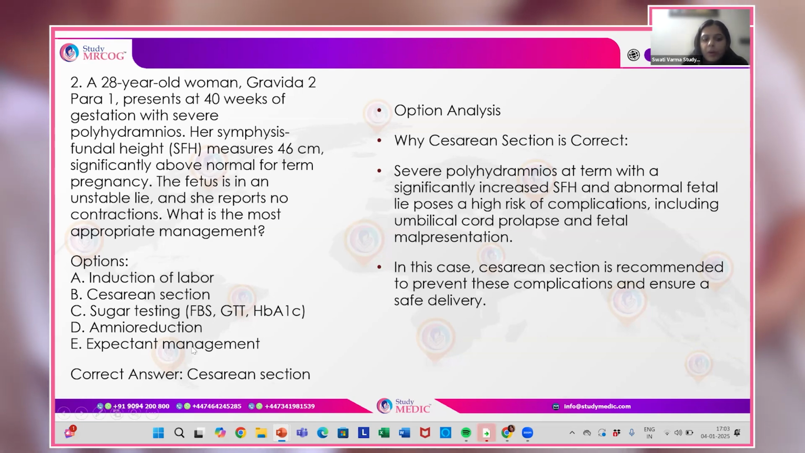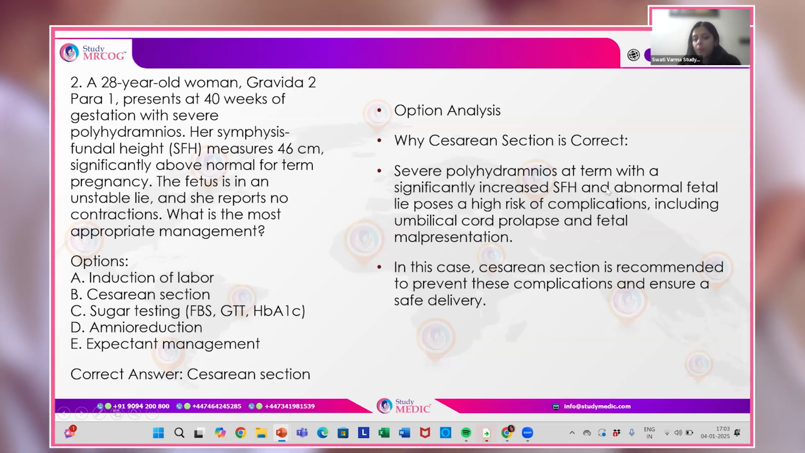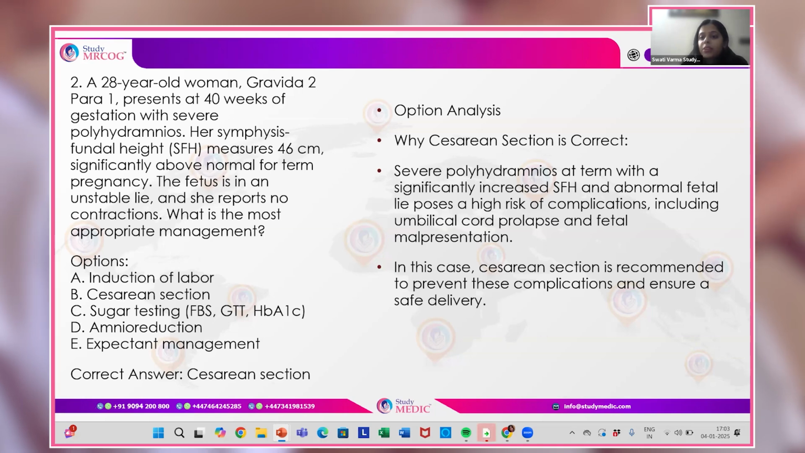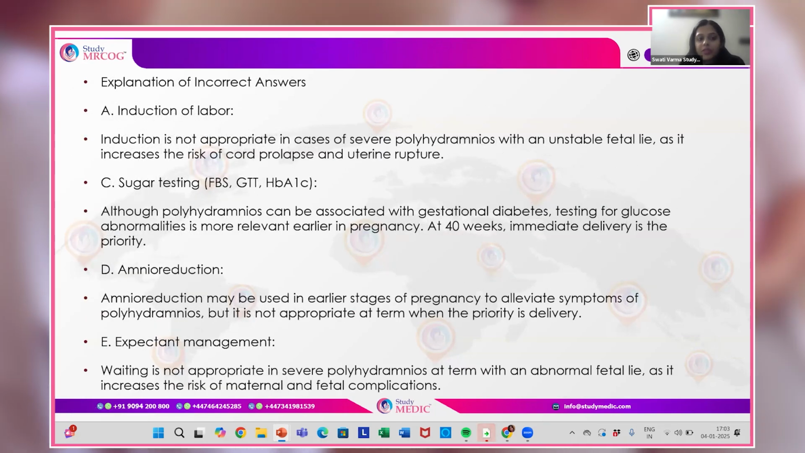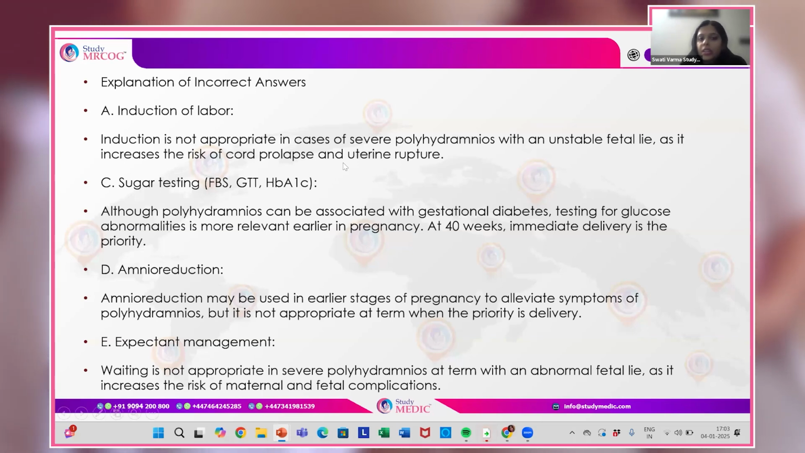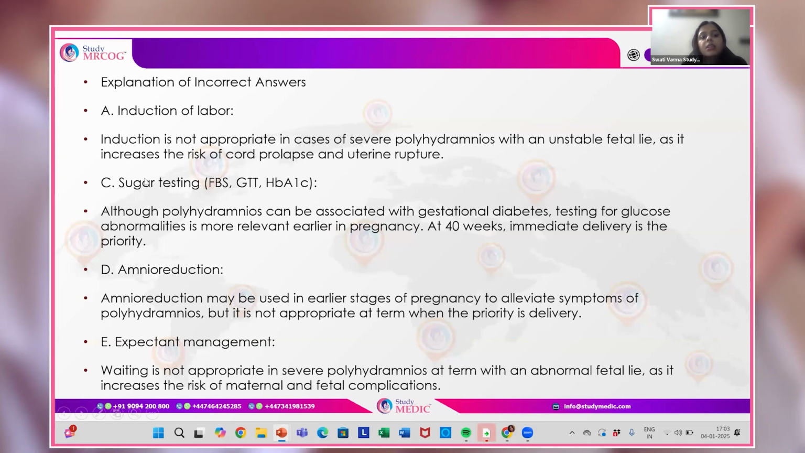If we keep her on expectant management, then also she will be at risk of developing other complications. So here the best option will be that of cesarean section to prevent the complications and ensure a safe delivery for her. So induction is inappropriate because of increased risk, as we discussed.